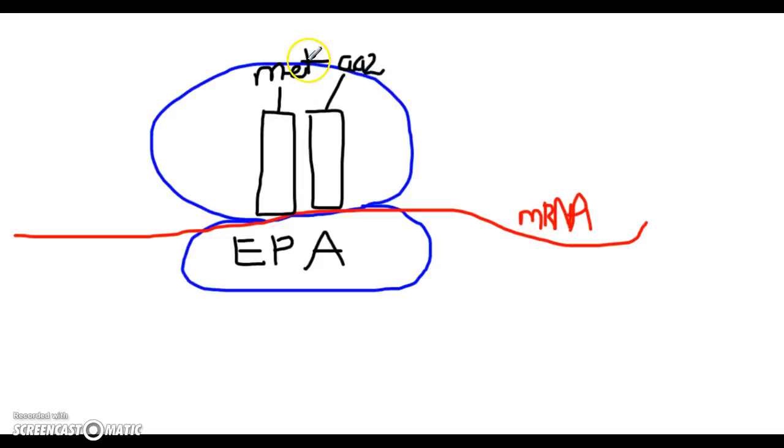If we look at the very next step, you would see methionine is going to hop over here, and a peptide bond forms. Remember, a peptide bond connects amino acids. It forms between that first amino acid, methionine, and that second one that's brought in.